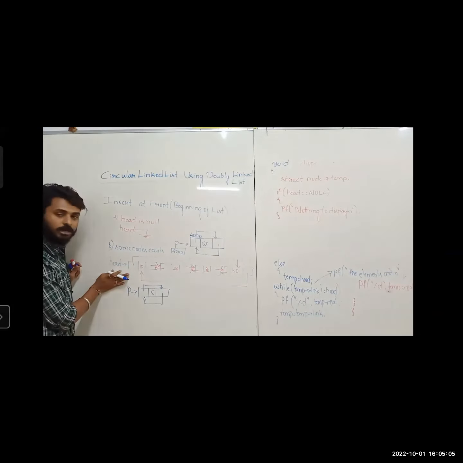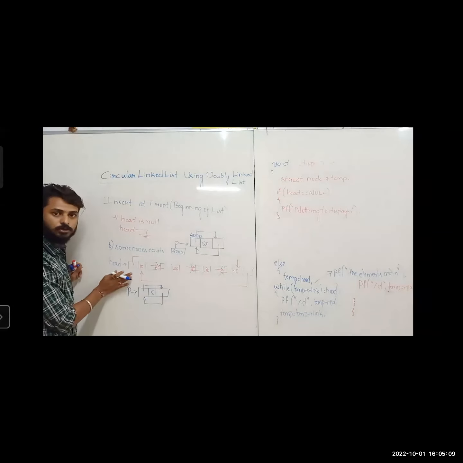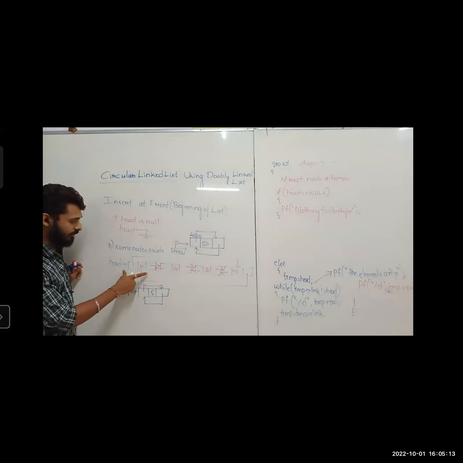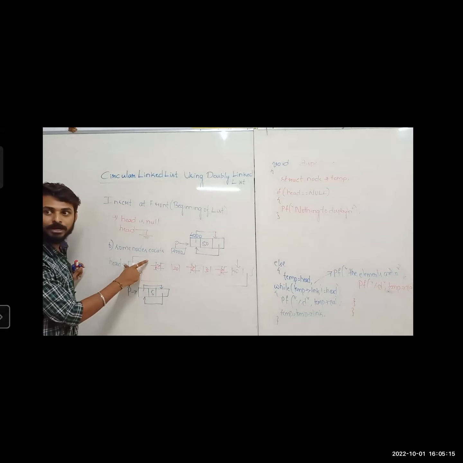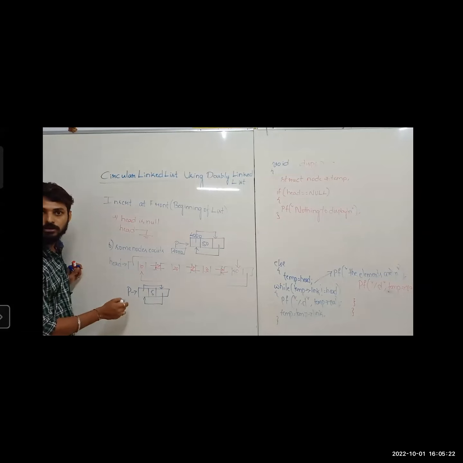If I want to insert at the beginning, this will become the first node. If this is becoming the first node, the existing first node will become the second node. Whoever is the existing first node, this node will become the second node. So then don't you think this one should point to the second node? Yes or no? Now how many connections?